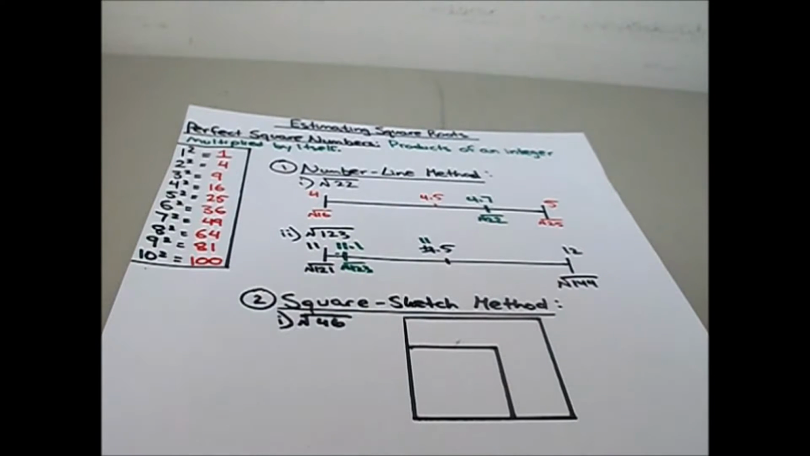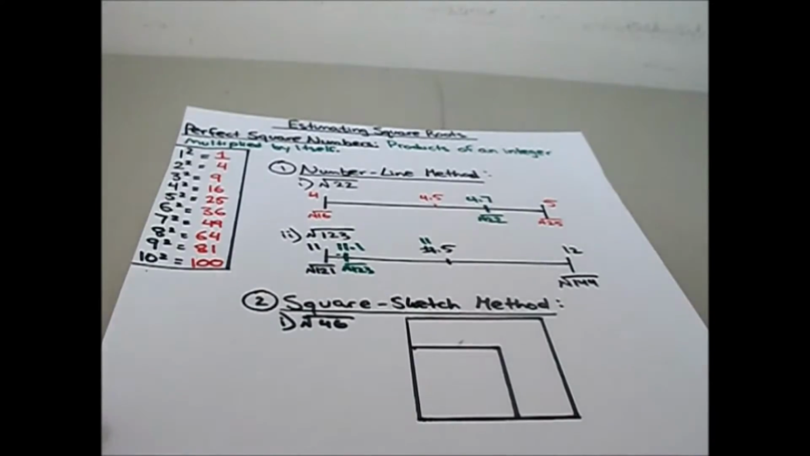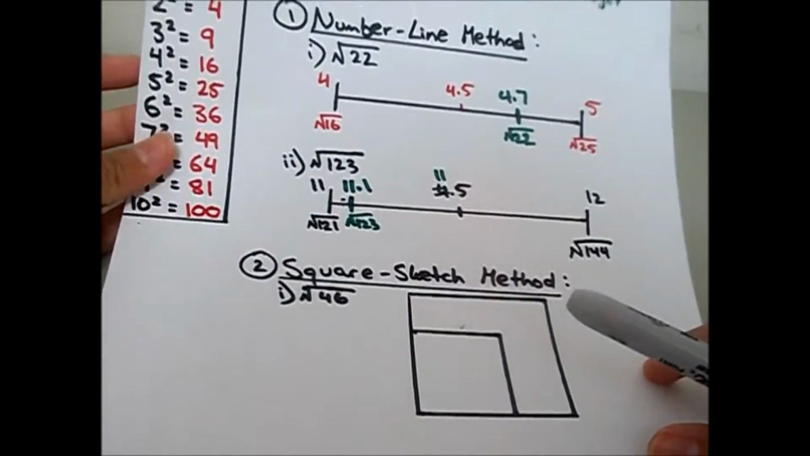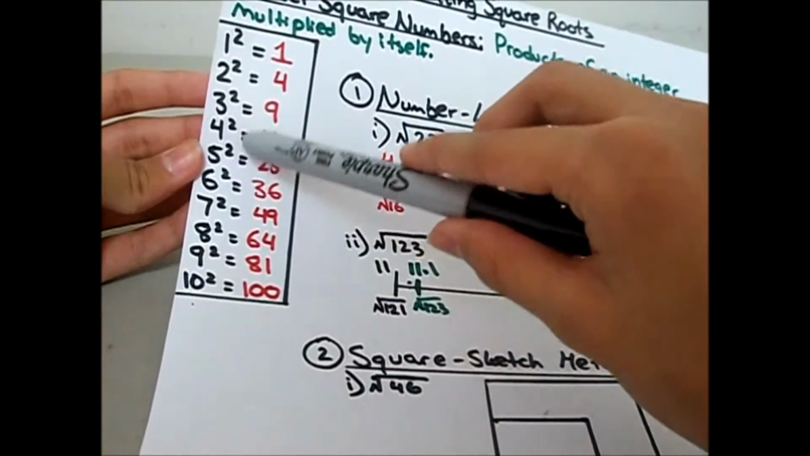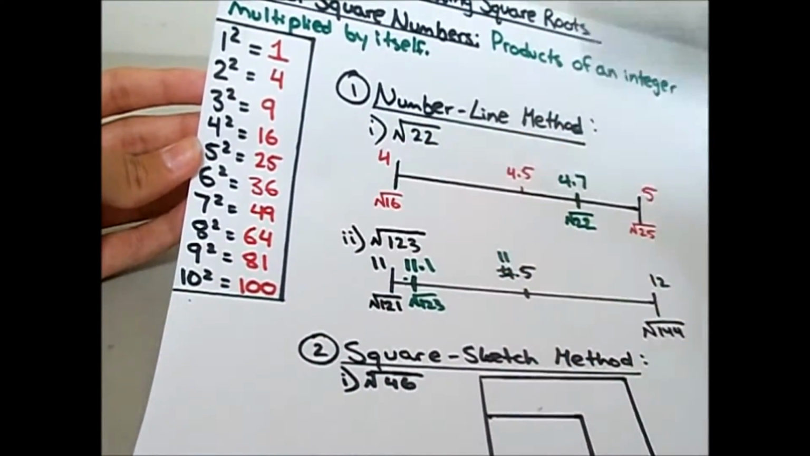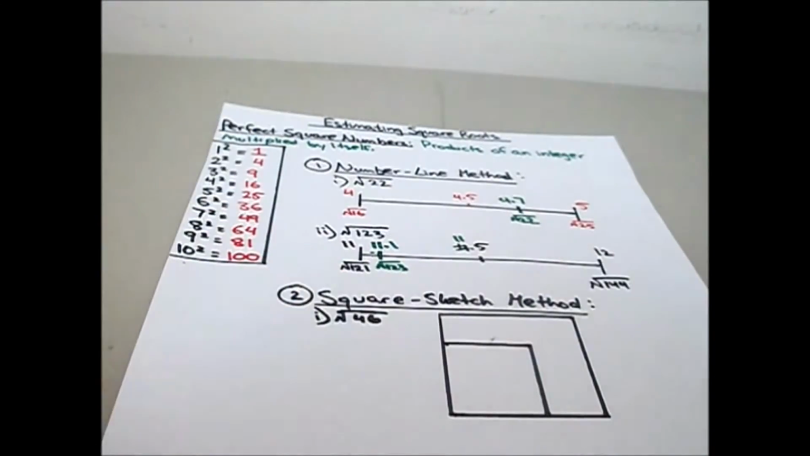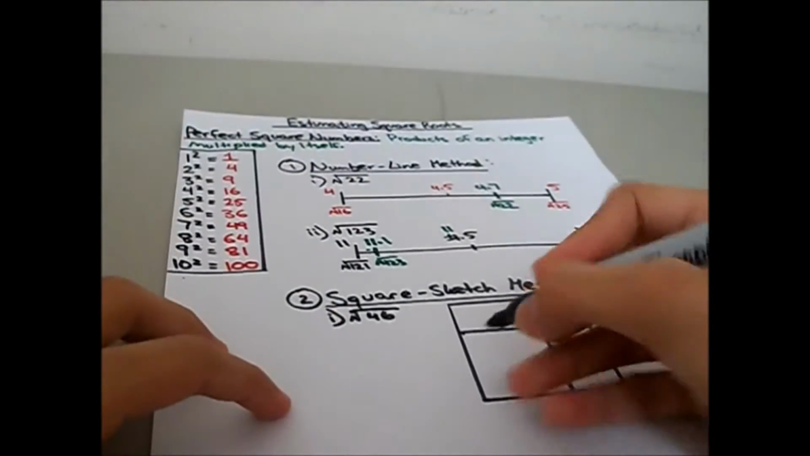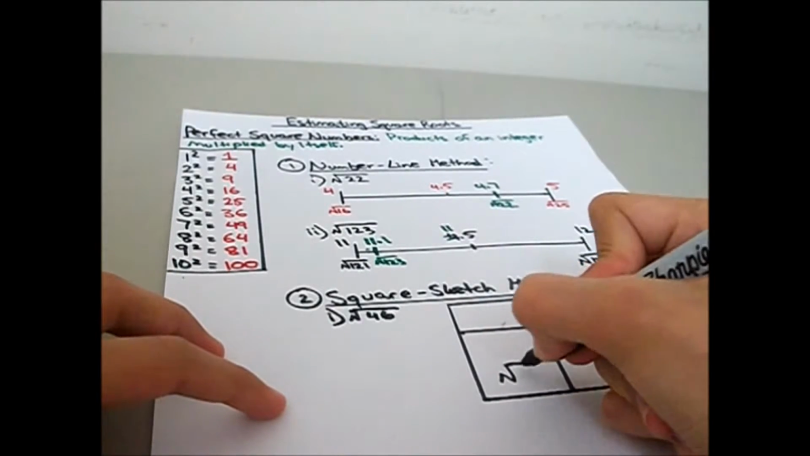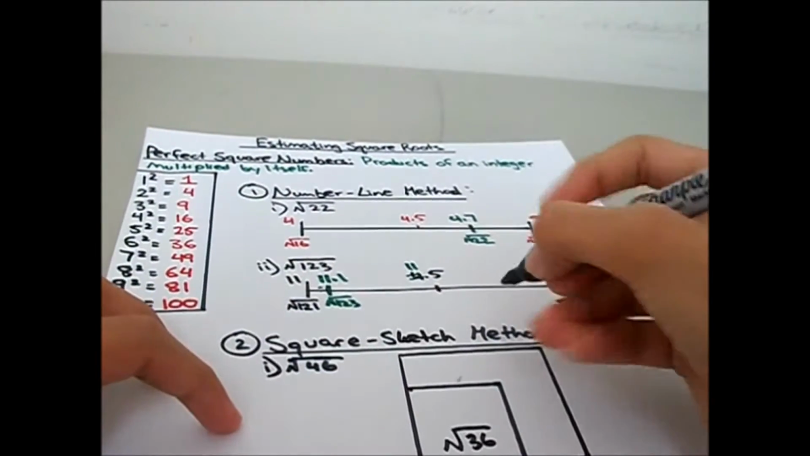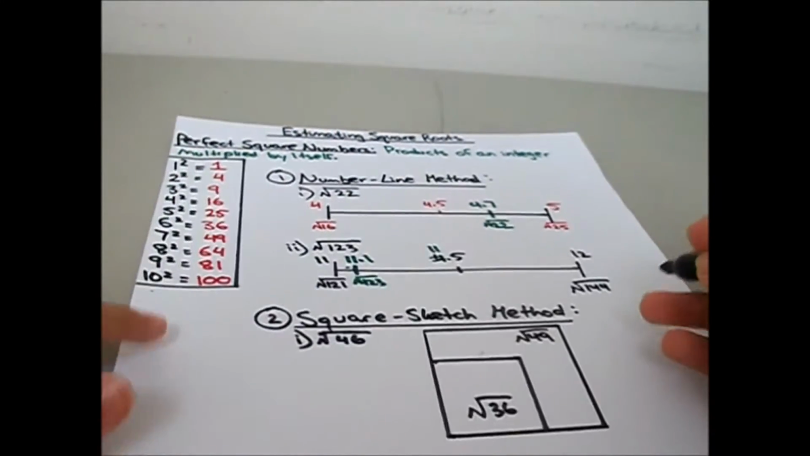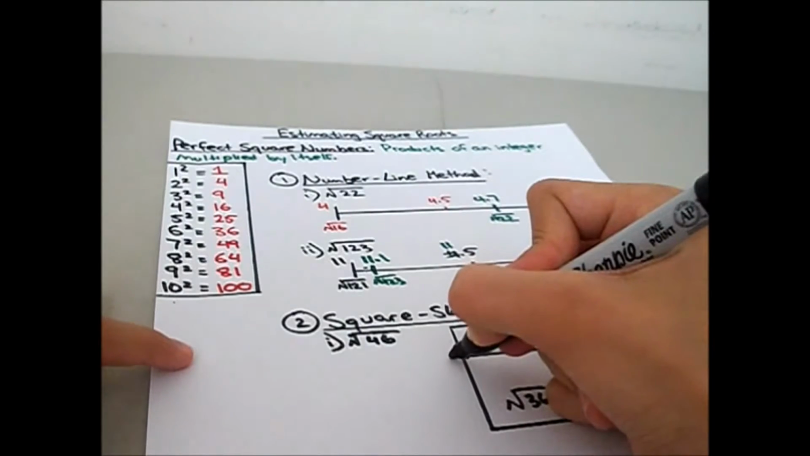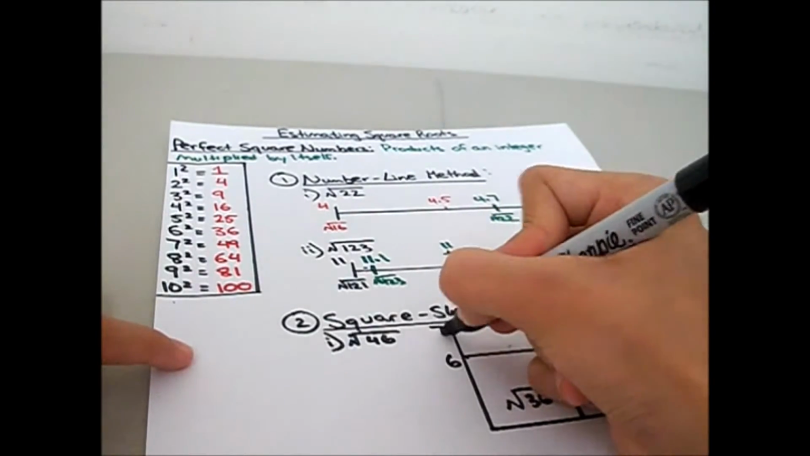The second method is the squared sketch method. I probably named that. I'm not even sure if that's its right name. Okay, so I have the square root of 46, and again I'm going to check where it lies. Yeah, between 36 and 49. So I'm going to put the square root of 36 in here, and the square root of 49 in here. I'm going to write their integer values respectively here, 6 and 7.